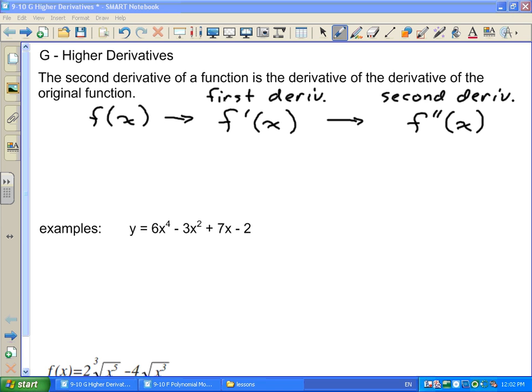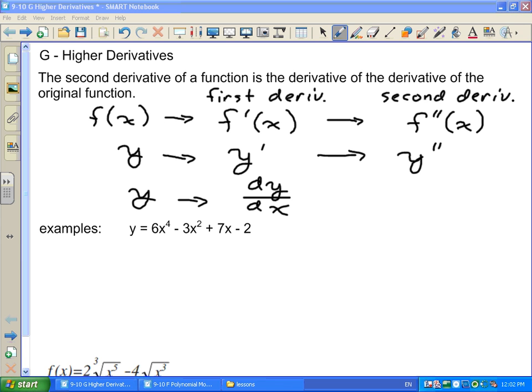Or we could have something like y to y primed. The second derivative would be y double primed. Or if we had, let's do y again. The other notation for our first derivative was dy dx. The second derivative would be d squared y over dx squared. Okay? So that's just the notation. So let's do a quick example here.